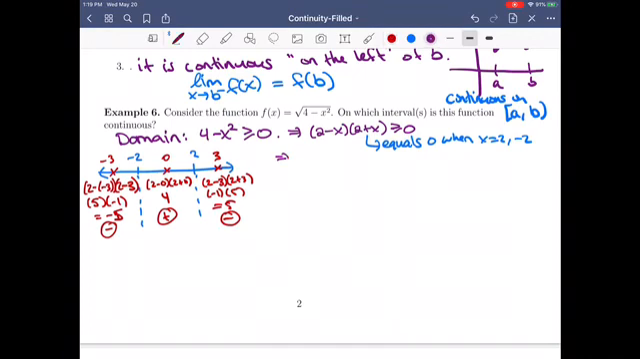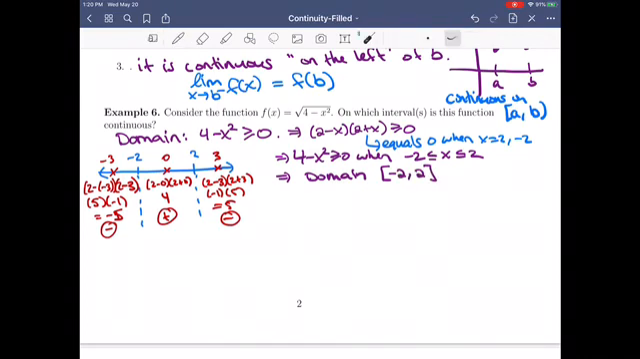So that means that we have to be in this interval in order for this to be positive. Maybe I'll write this out. 4 minus x squared is bigger than 0 when x is between negative 2 and 2. That's the only spot. So that means that our domain is the interval from negative 2 to 2, including the endpoints.